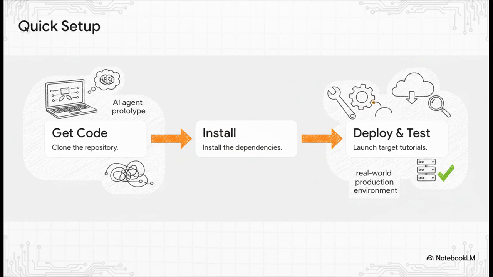Step 1, get the code. Step 2, install the dependencies for your target tutorial. Step 3, deploy and test. You can literally clone this repository and start building this runnable code right now, today.